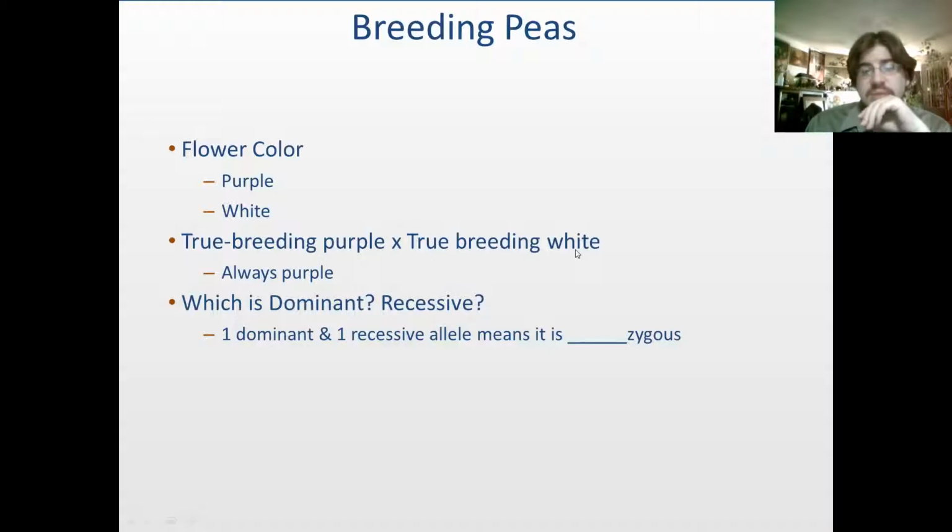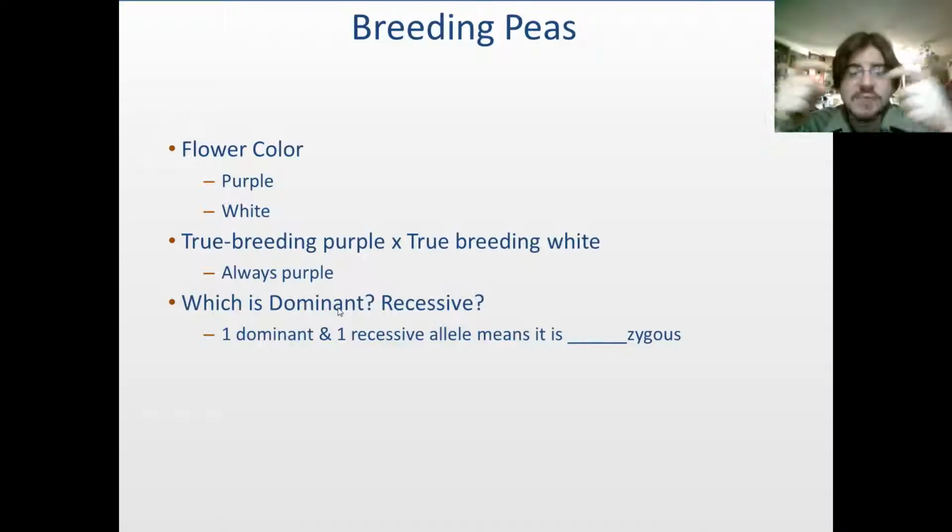Well, we had purple and we bred with white, and they were all purple. So purple is covering up the white. So we know that our offspring ended up with 1 allele from one parent, the purple parent, and 1 allele from the other parent, the white parent. So the offspring all had 1 dominant allele and 1 recessive allele, because a true breeding plant is either homozygous dominant or homozygous recessive. So our offspring had 1 dominant and 1 recessive allele.